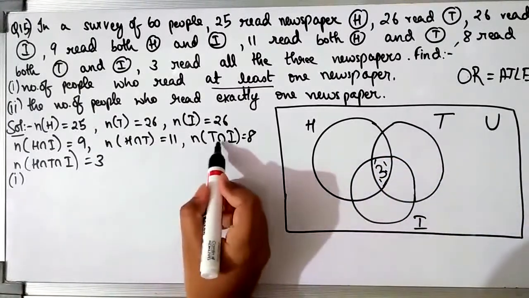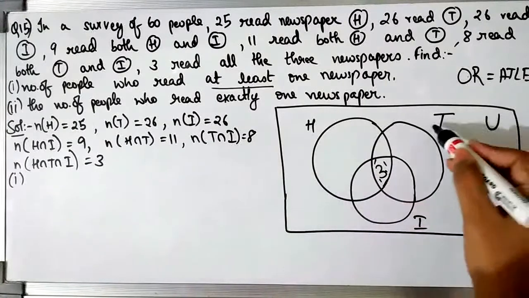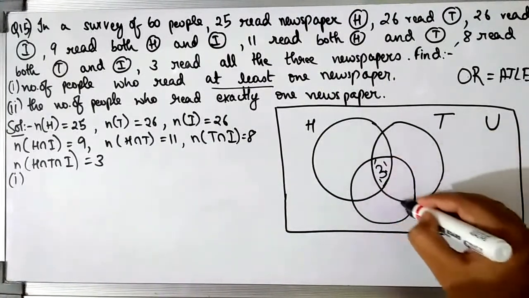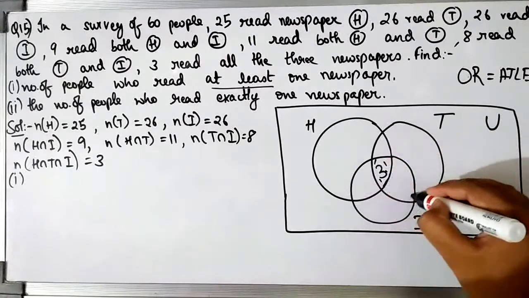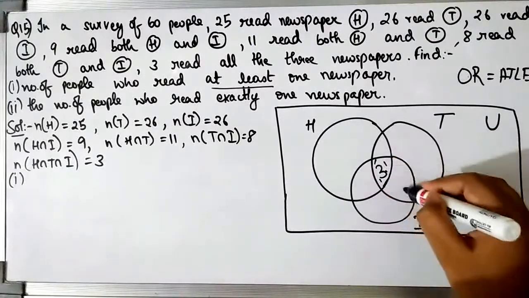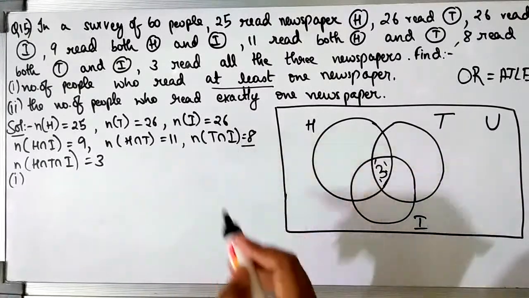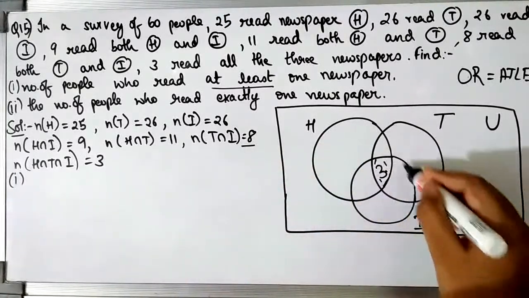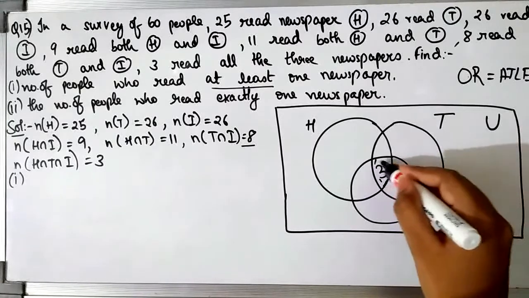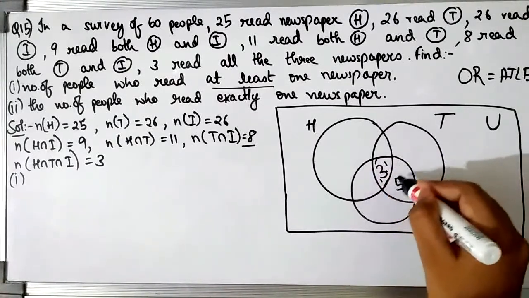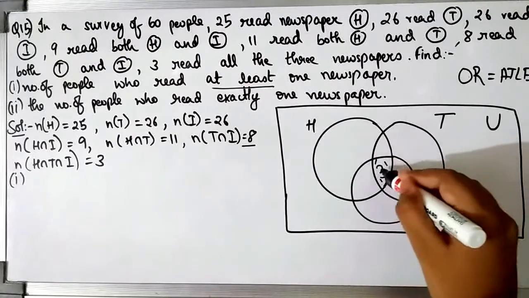Then next you see T intersection I. Now this is T and this is I, and the intersection of T and I is this region. This region which you can see over here is the intersection of T and I, and the intersection of T and I consists of 8 elements. Now over here you can see that already 3 elements have been marked in the T intersection I region, so the leftover elements will be 5, and together they make up 8 elements.